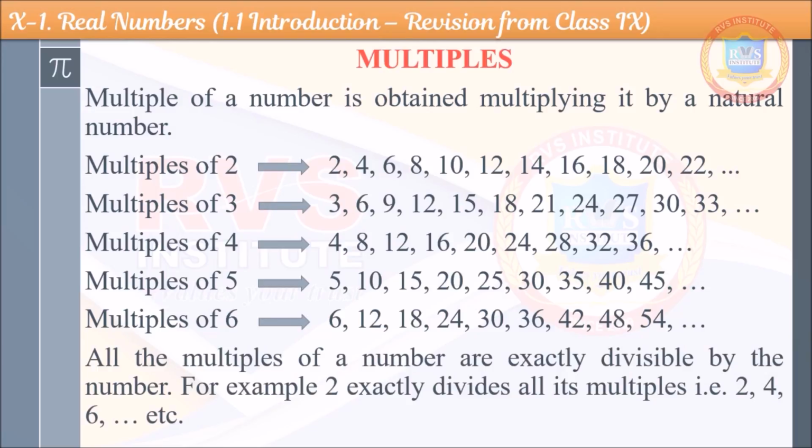All the multiples of a number are exactly divisible by the number. For example, 2 exactly divides all its multiples, 2, 4, 6, etc. So multiples of a number are exactly divisible by the number.